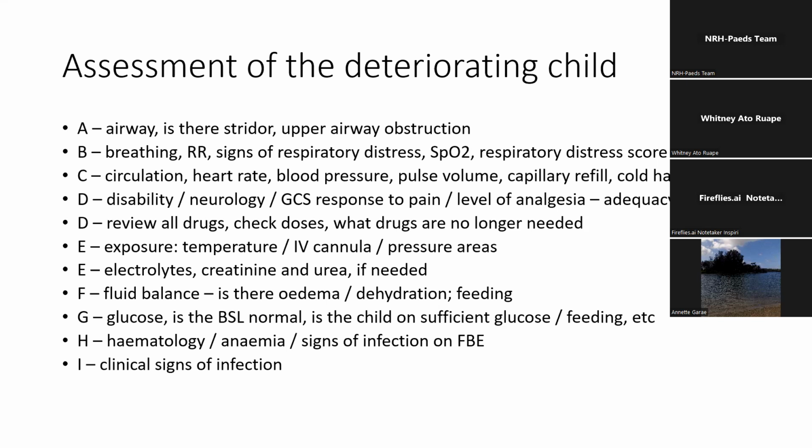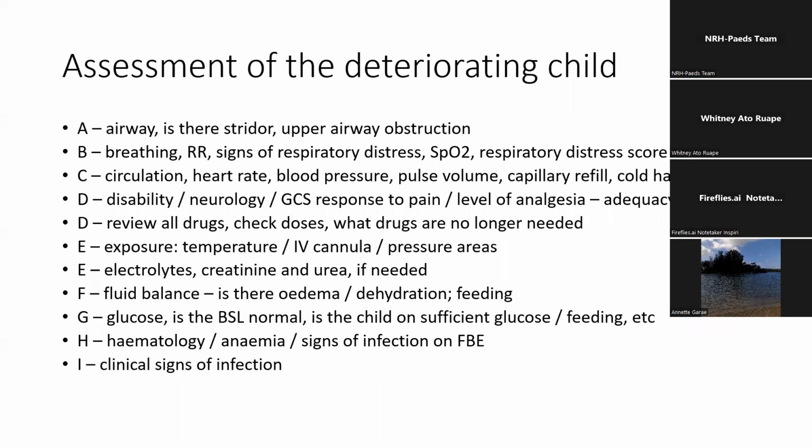And we can see if we're giving adequate amounts of nutrition or feeding. We can check the child's blood sugar. Is it normal? Is the child on sufficient glucose? If they're feeding, are they on enough feed? And we can check sometimes whether or not the child's got signs of infection on the full blood count, or check to see if they've got clinical anemia, and check for other signs of infection.